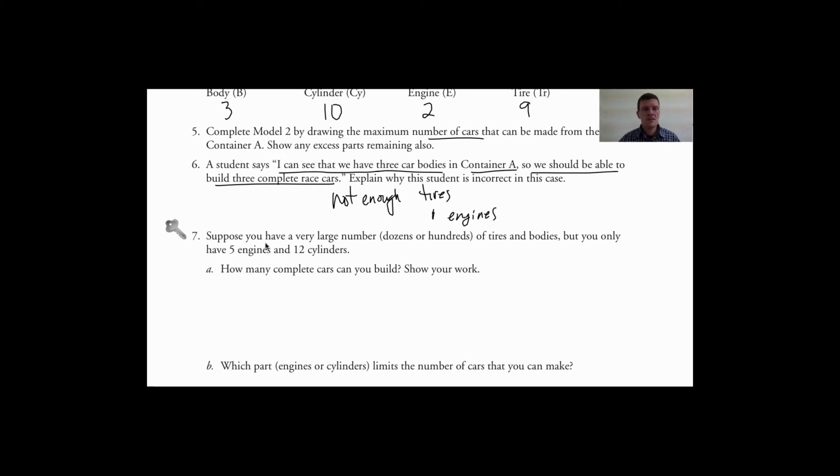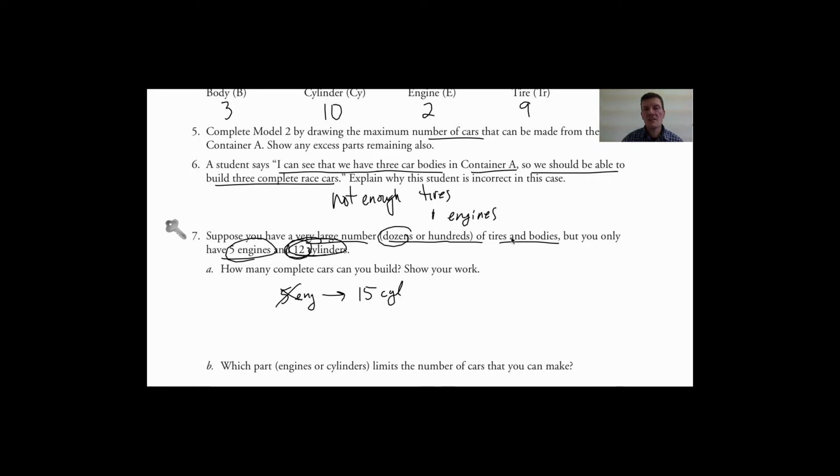Okay? Suppose you have a very large number, dozens or hundreds of tires and bodies, but you only have 5 engines and 12 cylinders. Well, if I've got 5 engines, how many complete cars? 5 engines would need, remember 3 cylinders per engine, I would need 15 cylinders. But I don't have 15 cylinders, I only got 12. So I can't even use all of those engines.